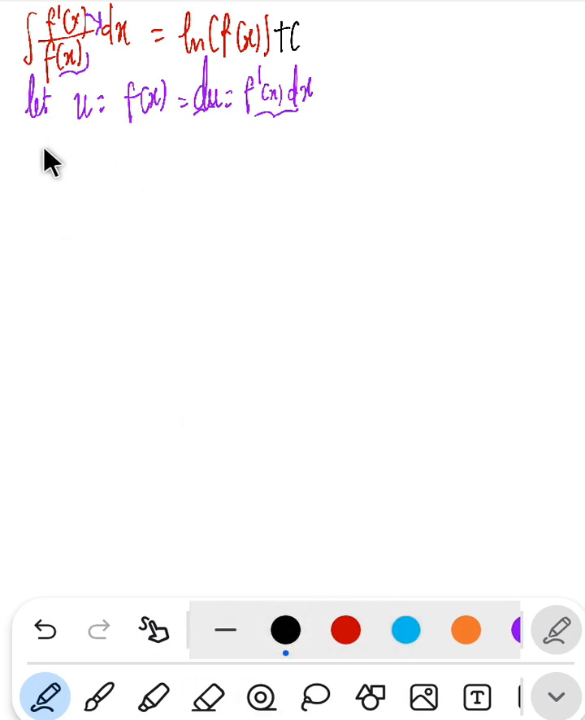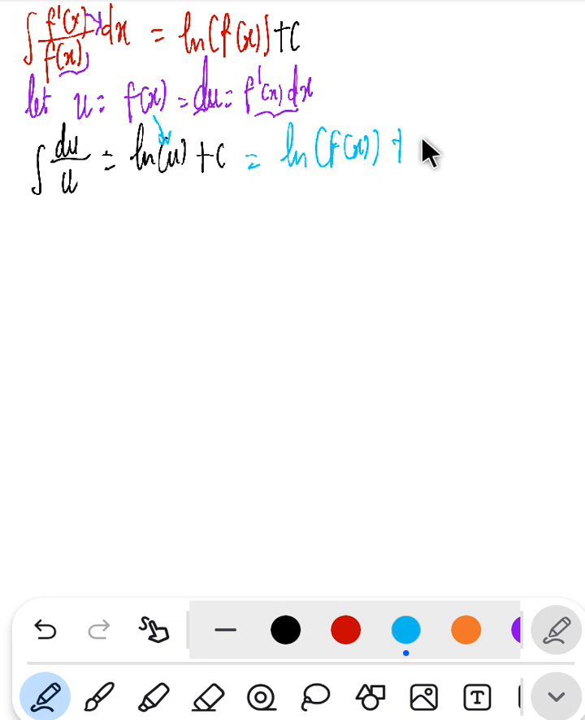I'm going to have the integral of, so instead of writing f prime of x dx, I will write du. Then instead of writing f of x, I'll write u. Don't forget, if you integrate this kind of function, 1 over u, 1 over x, any letter, this will surely give us natural log of u, plus the constant c. But remember that u is f of x. Then substitute back u, and we're going to have natural log of f of x, plus c. All right, so that's how you prove that.